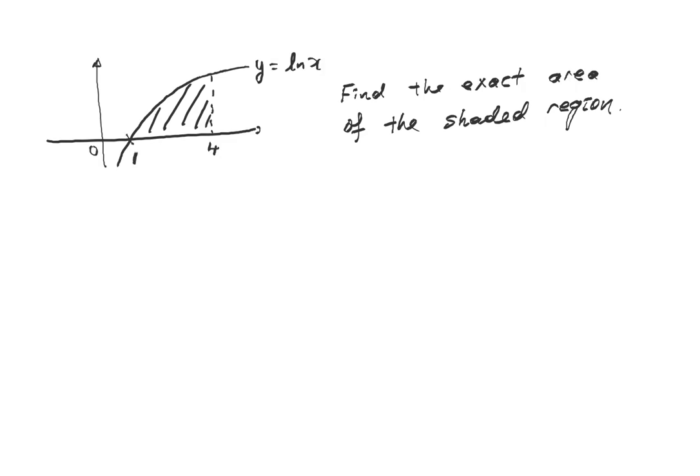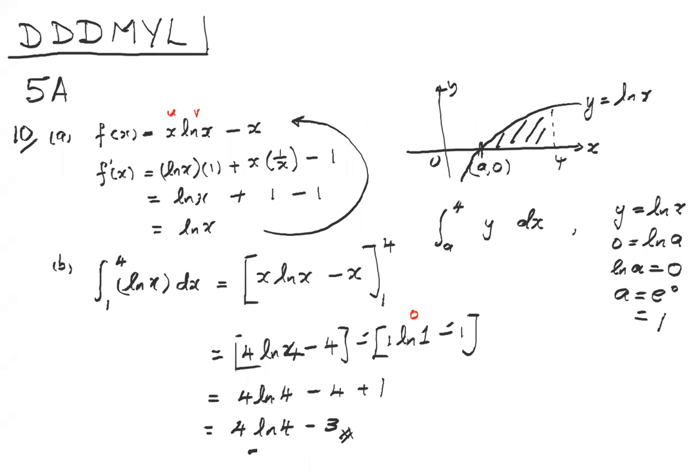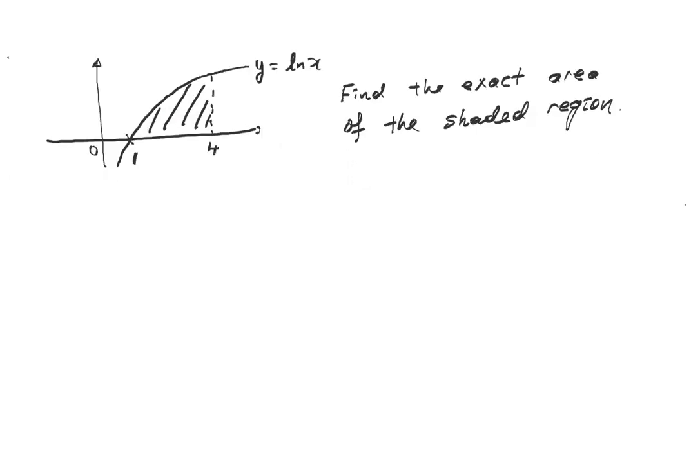So this is 1. So how am I going to do this? If they want exact, exact means I want this value. I want it to come out like that. I cannot use my graphic calculator FNINT and get the answer. So how am I going to solve this? Any suggestion?